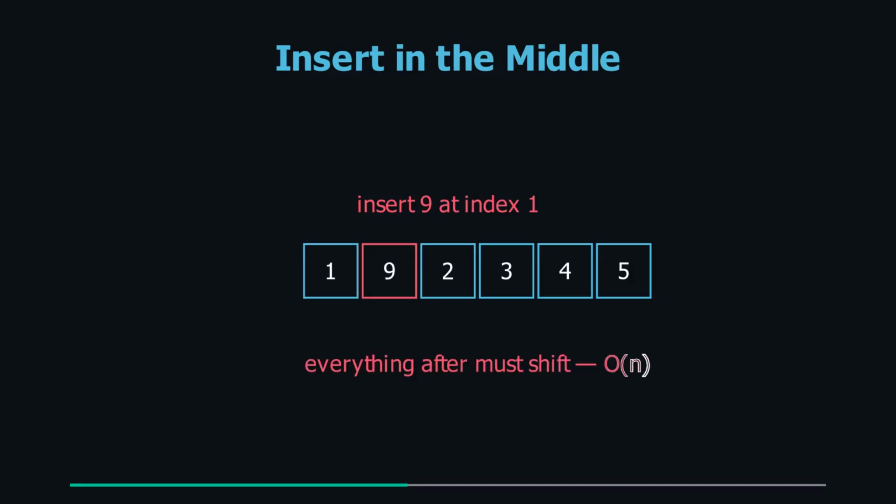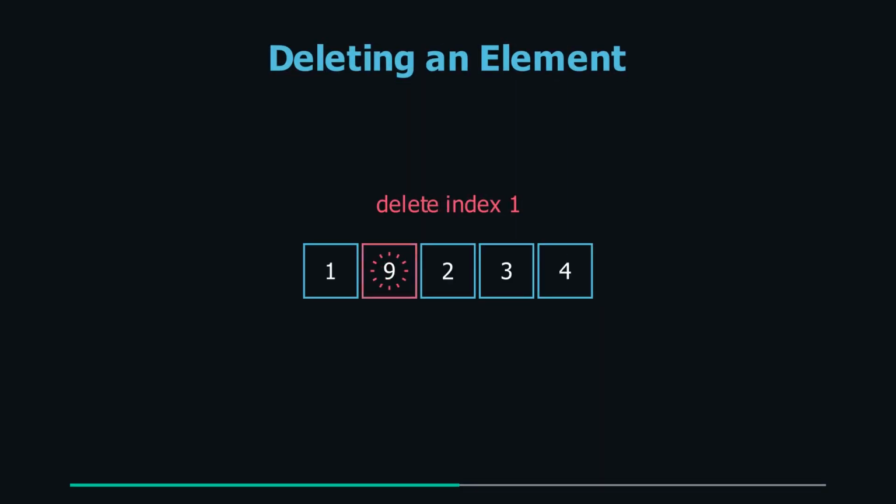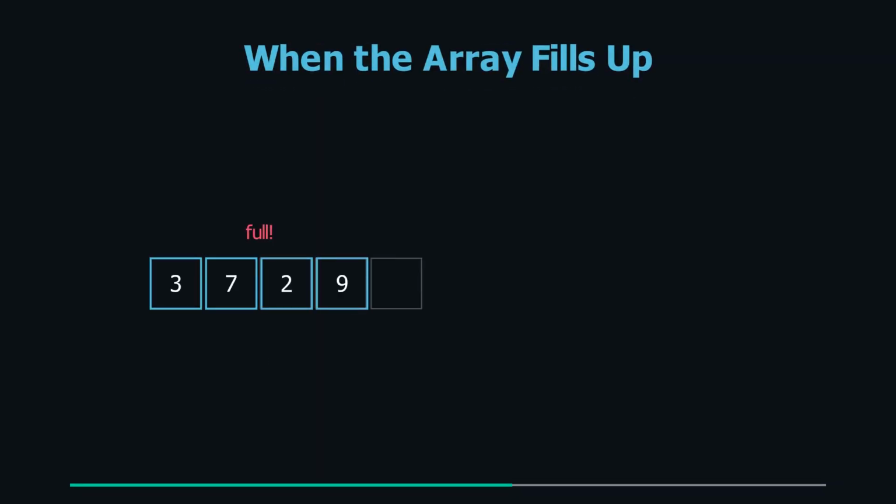Every single element after that spot has to shift over by 1 to make room. That's O(n). Deleting works the same way in reverse. Remove the element, then shift everything after it back by 1 to close the gap. Also O(n).